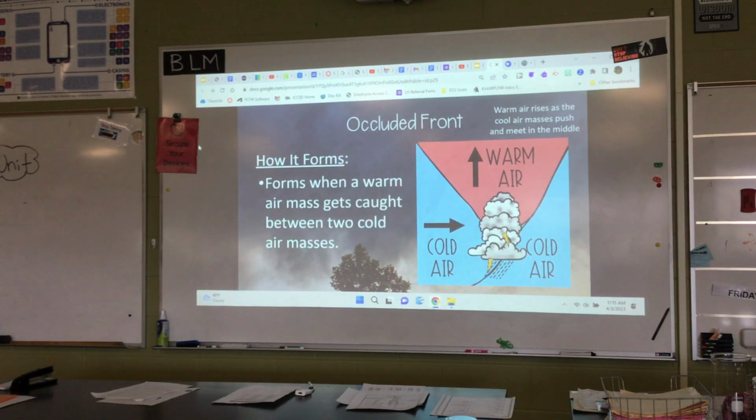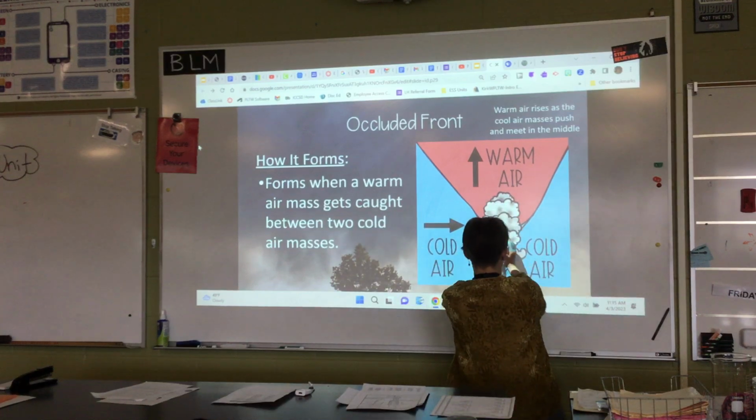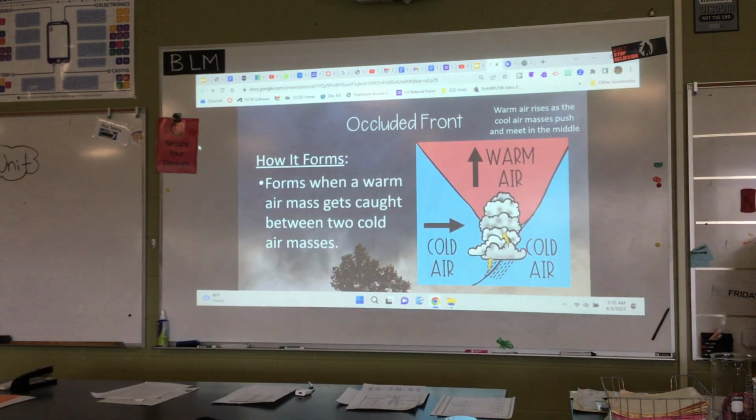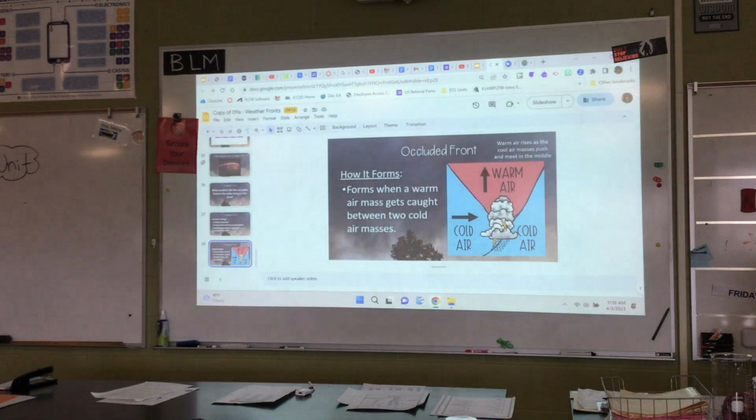All right, so how it forms. It forms when a warm air mass gets caught between two cold air masses. Those air masses are more dense, so they come together, push that warm air up, and you get cloud formation. It changes from warm to cold, and energy drops out. Did you guys do the cloud in a jar? Warm air has energy in it, so it evaporates. Cold air has energy out of it, and the water condenses. So that's what happens.